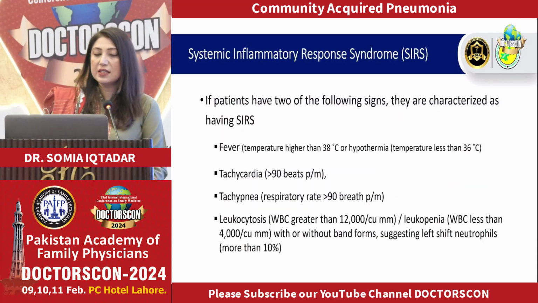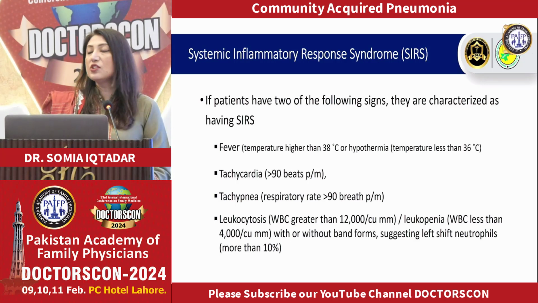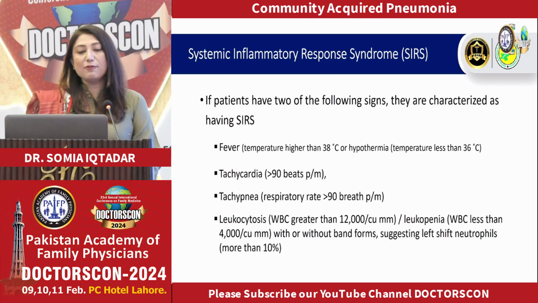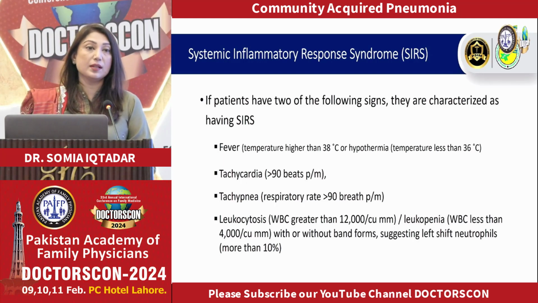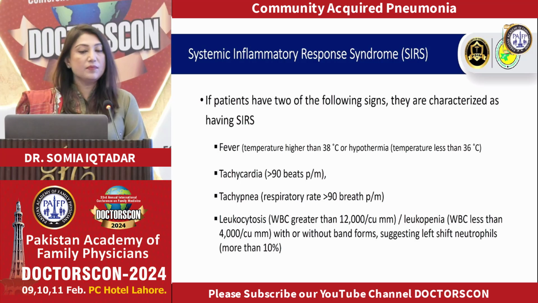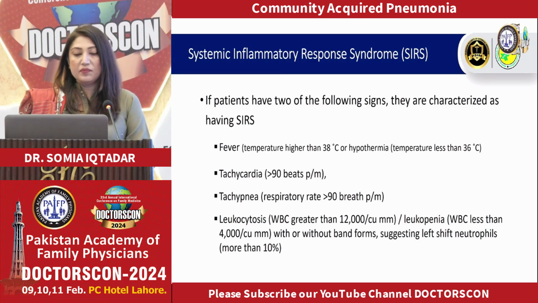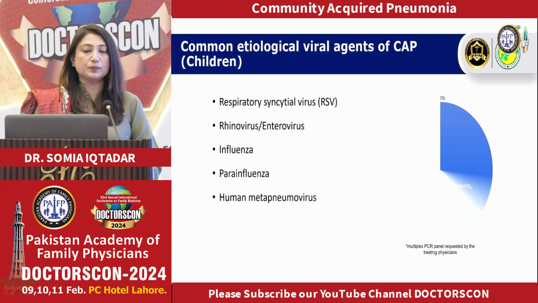Sometimes the patients develop the severe form of disease, which is known as systemic inflammatory response syndrome. In this case, the patient has very high fever, more than 38 degrees centigrade, or sometimes hypothermia as well. They have tachycardia, tachypnea, and leukocytosis or leukopenia. These are some of the features which suggest that the patient is going into a systemic inflammatory response syndrome.